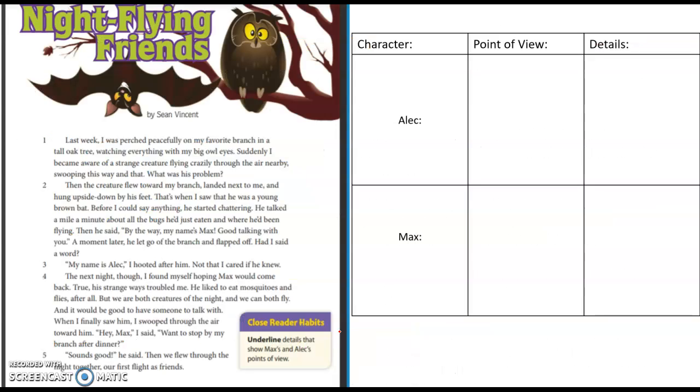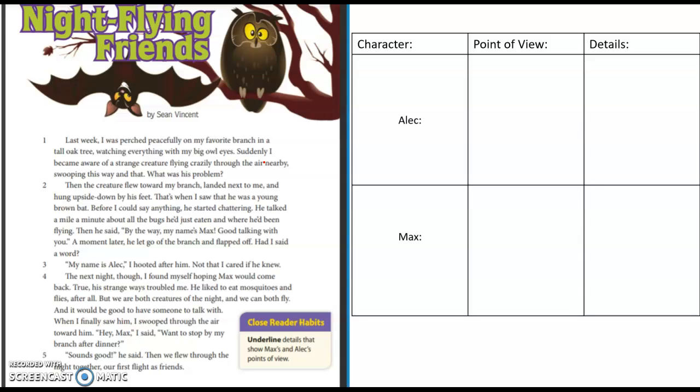So we're going to read this story called Night Flying Friends. "Last week, I was perched peacefully on my favorite branch in a tall oak tree, watching everything with my big owl eyes." So we can tell that the character telling the story is this owl, because it says he's watching everything with his big owl eyes. I want you to notice that he's perched peacefully.